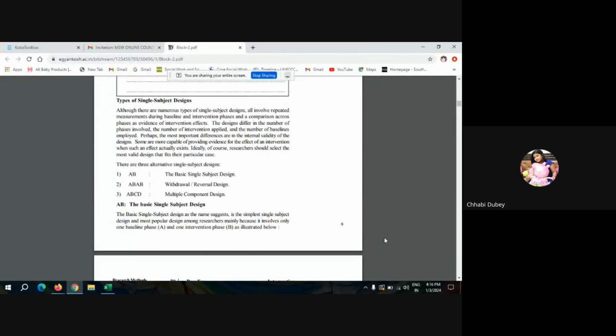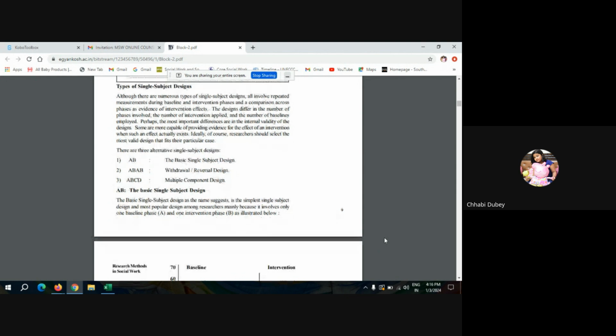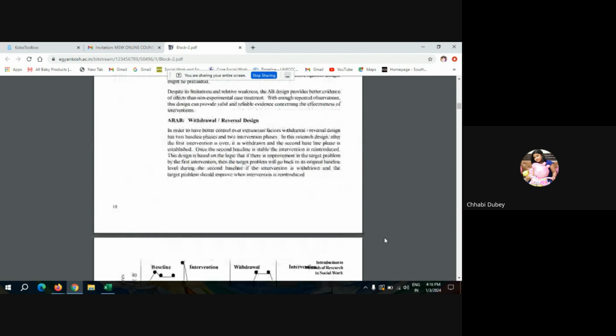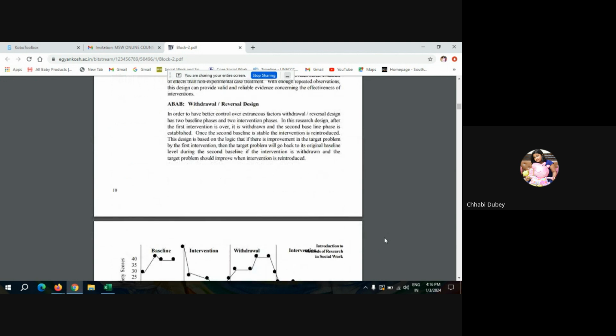Thank you. So that is the basic single subject design, whatever we have discussed above. After this comes what is known as the withdrawal or the reversal design. Now, this is generally used in order to have better control over the external or the extraneous factors. Okay, and this withdrawal or reversal design has two baseline phases and two intervention phases. So instead of one baseline phase and one intervention phase, we will have two baseline phases and two intervention phases.